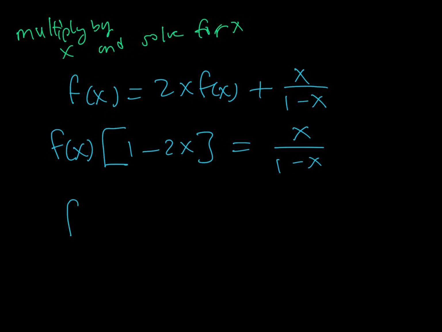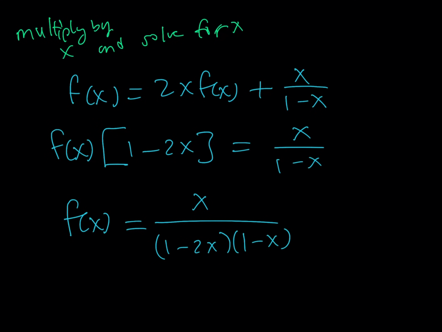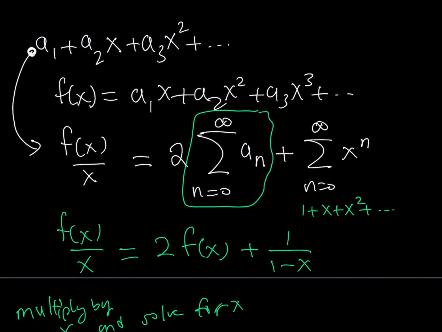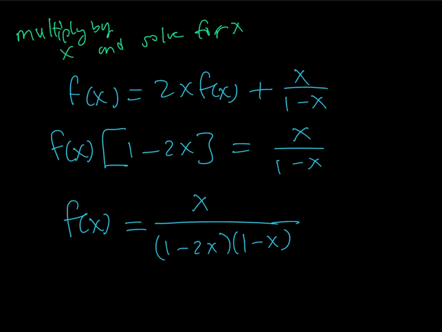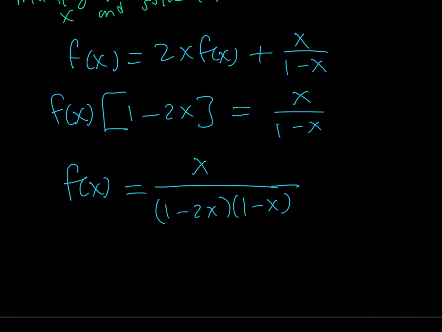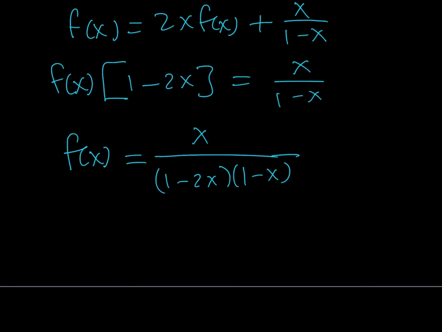And since I want to solve for f of x, let's go ahead and divide both sides by 1 minus 2x. And that's going to give me the following: x divided by the quantity 1 minus 2x multiplied by 1 minus x. So this is our generating function, but I want to be able to write it like this with the a1, a2, and a3 and all that given. So I don't really have it as a sum, but more like the result of a sum, as in closed form. So I want to write it as a sum.